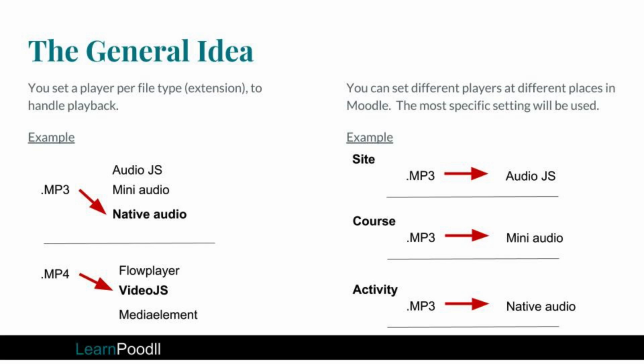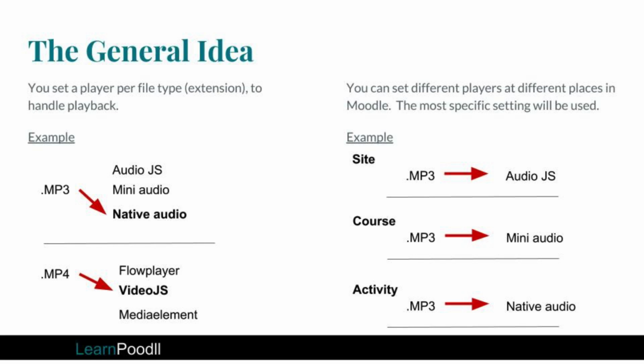Now this all becomes interesting because you can actually specify a different player for those file extensions at the course level and at the activity level. So for example, in a particular activity, you might choose to use the shadow player or the mini audio player to handle audio. Whereas throughout the rest of the course you might choose a more all-purpose audio player.